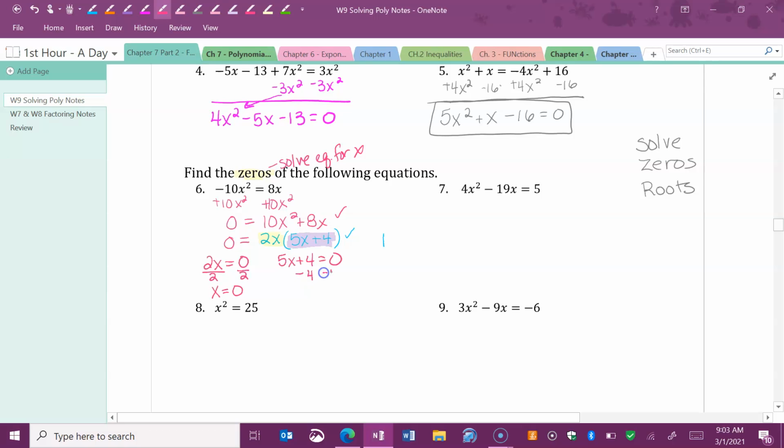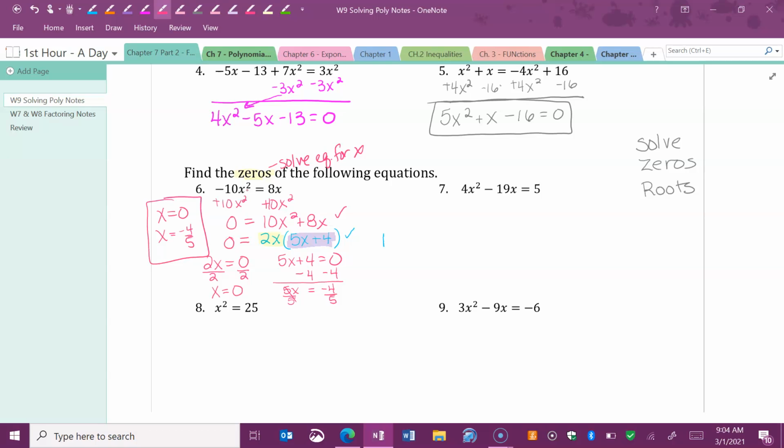On this one, we're going to subtract the 4 to the other side. We get 5x equals negative 4. And again, to get that coefficient away from that variable, we need to divide by 5 on both sides. When I divide by 5 on both sides, I get negative 4/5. So one answer is 0 and one answer is negative 4/5. If you plugged both of those back in, it would satisfy that equation.